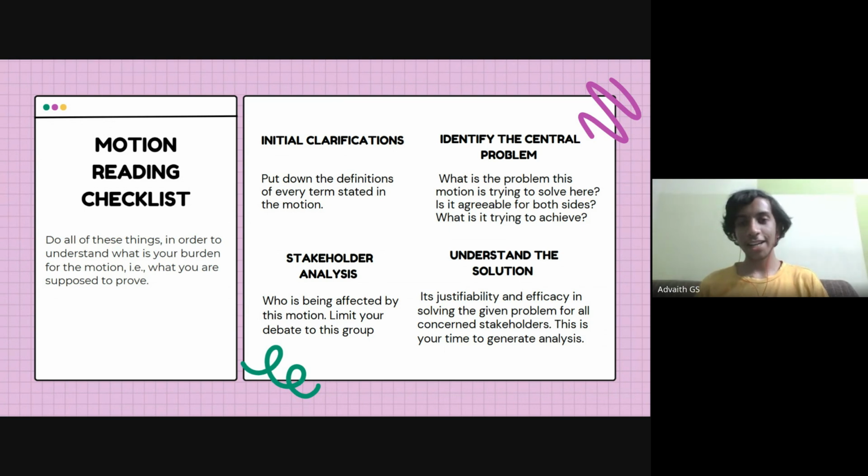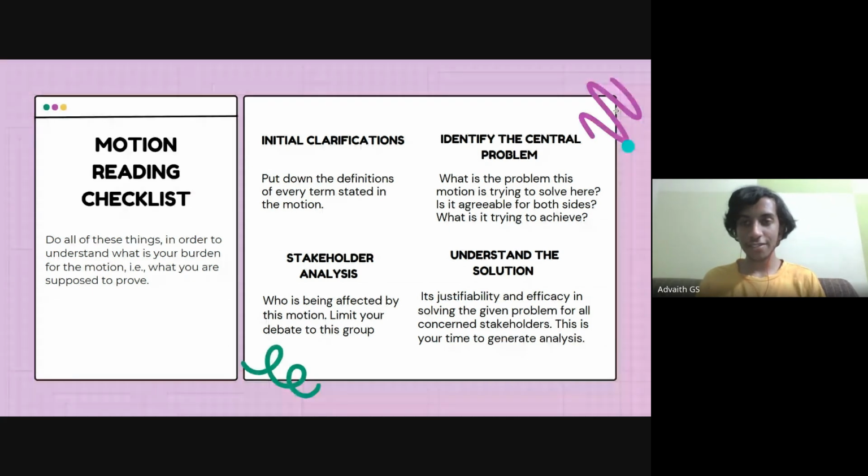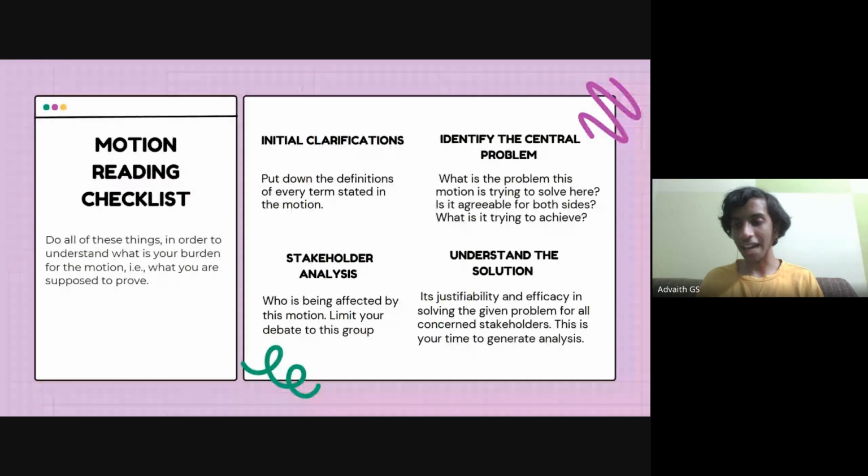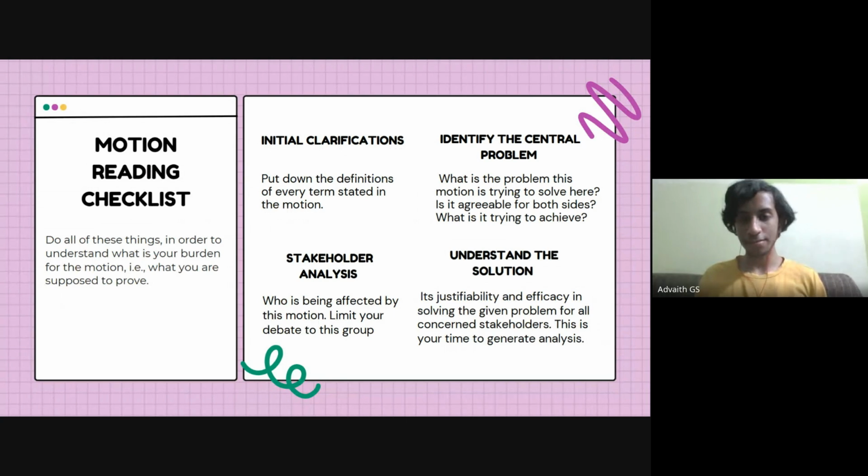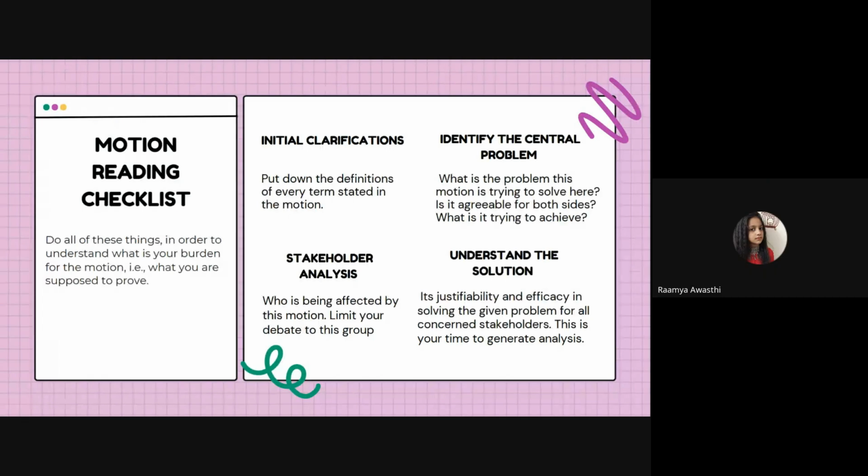Talk about efficacy. Is banning ChatGPT going to be effective in solving the central problem? What is the central problem? The central problem, say for the government side, is going to be lack of creativity or laziness, right? Is banning ChatGPT going to solve the problem? Right, discuss that when you're in the government's case.